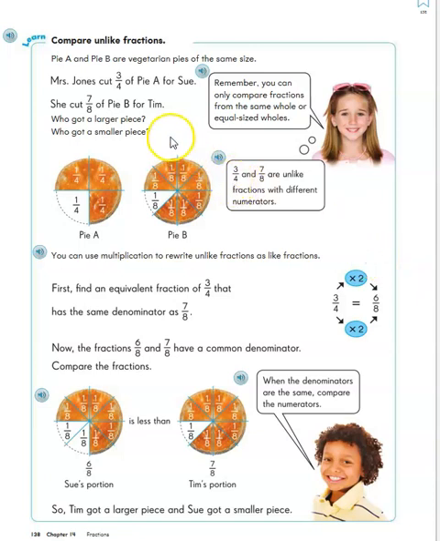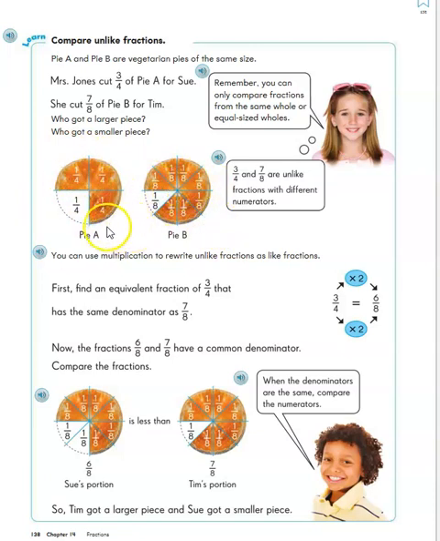It says pie A and pie B are vegetarian pies of the same size. So remember, we can only compare fractions if they are starting from a whole thing that's exactly the same size. Otherwise, it wouldn't work. So these two pies are the same size. Mrs.